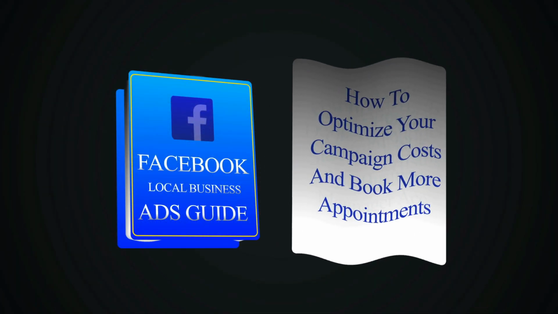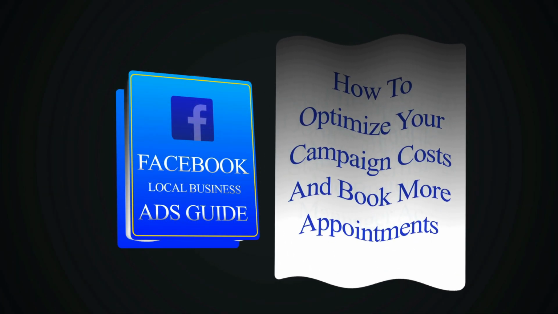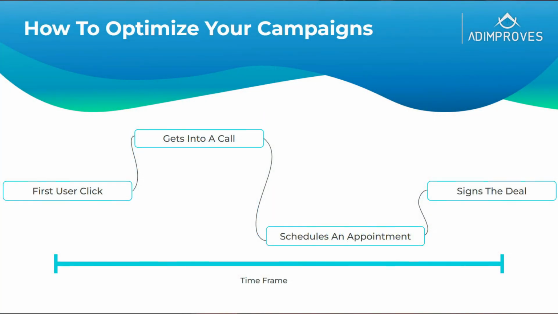Now, how can you optimize your ad campaign's costs and book more appointments with qualified leads? So let's talk about how to actually optimize your campaigns, because the first thing to note here is the length of your customer journey. What this basically means is keeping track of how long it takes from the moment that the user clicks on your ad to the moment that they book an appointment.